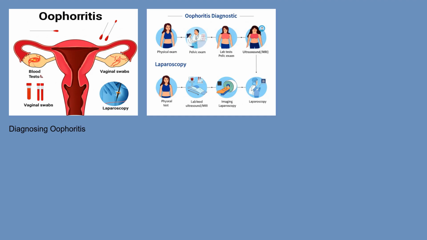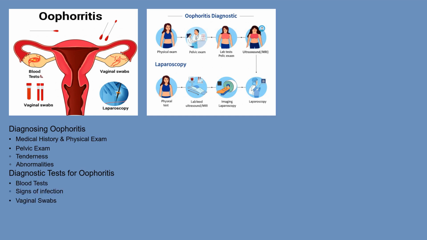Diagnosing oophoritis involves a thorough medical history and physical examination. A pelvic exam can help identify tenderness or abnormalities in the ovaries. Diagnostic tests may include blood tests to check for signs of infection, vaginal swabs to identify causative organisms like chlamydia or gonorrhea, and imaging studies such as ultrasound or MRI to visualize the ovaries and surrounding tissues.